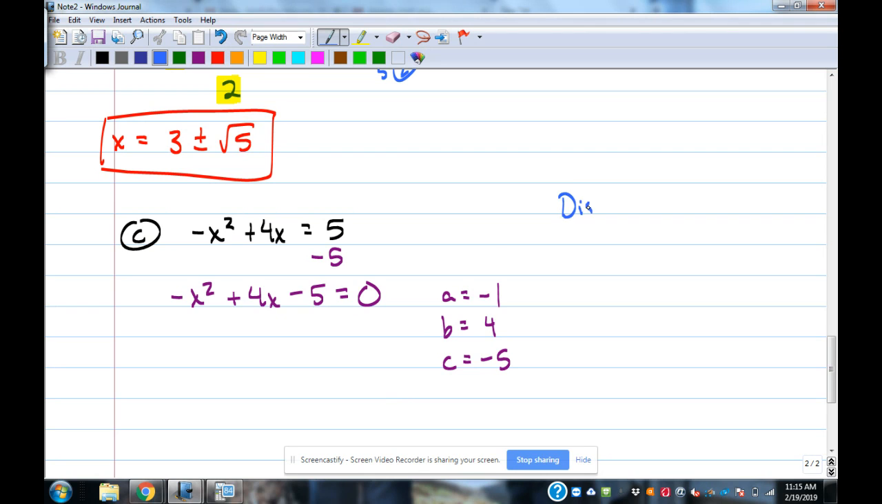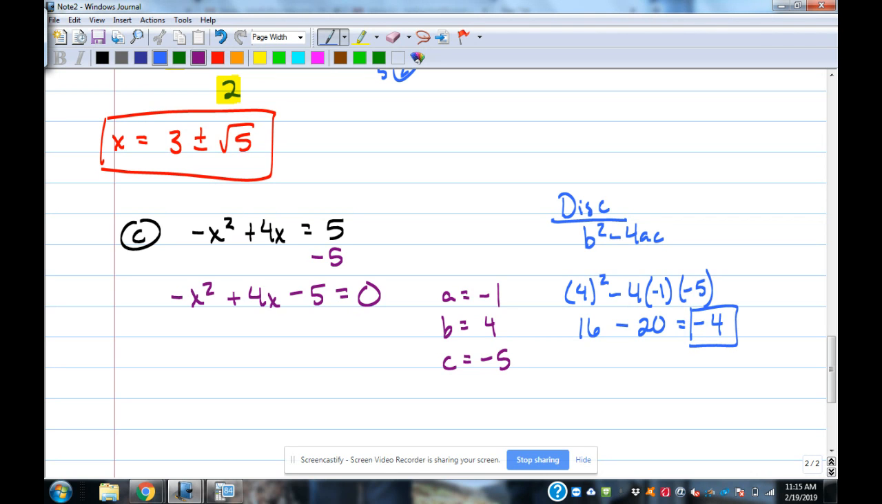Let's find the discriminant. That'd be 4 squared minus 4 times -1 times -5. 16 minus 20, which is -4. What does that tell us about our problem? Two complex solutions. Because that discriminant is negative, we know it's going to be a negative under the square root. So that tells us it's going to be complex solutions out of this.